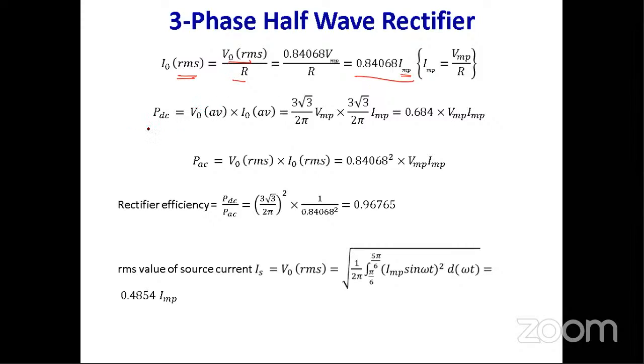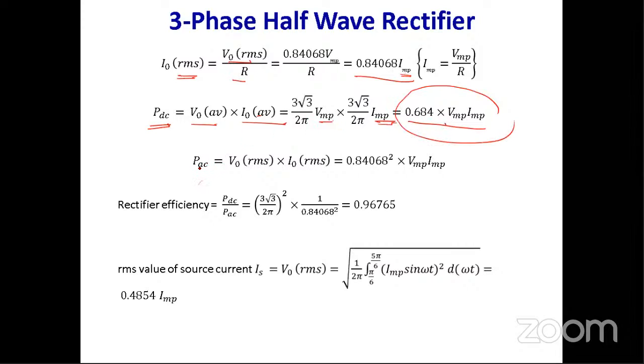Now sometimes people frequently want to know the DC output power. DC output power is basically the multiplication of the average output voltage and the average output current. We already know the V0 average equation, that is 3 root 3 by 2 pi times VMP, and I0 average has a more or less similar equation, only instead of VMP, the phase voltage, it is the maximum value of the phase current. So ultimately you will get 0.684 times the phase voltage into the phase current. So this is the DC output power.